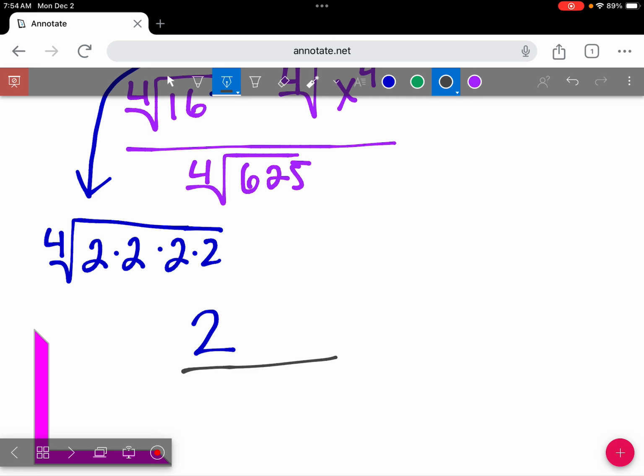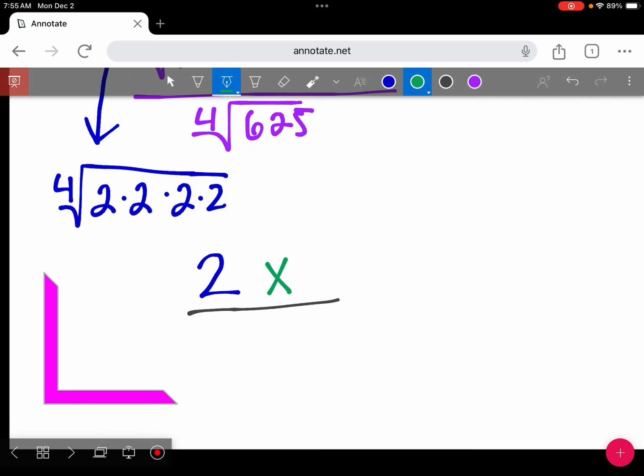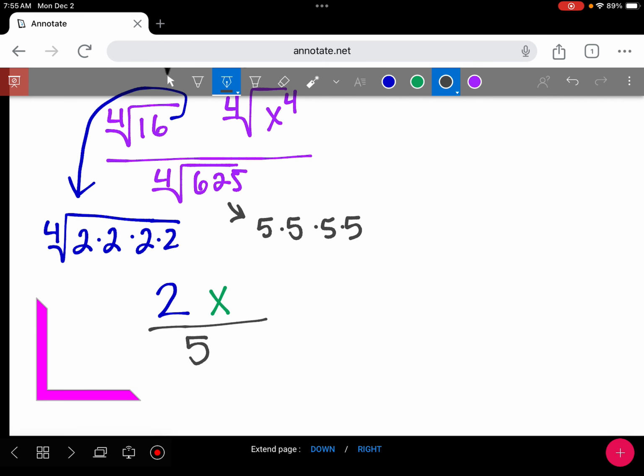How about the 4th root of x to the 4th? What does it say? It's x. That's 4 socks, making a set of socks for my cat. She needs 4 socks. She's got 4 legs. So we have 1 set of socks. How about for this ugly one in the denominator, the 4th root of 625? It's 5. This is the same thing as 5 times 5 times 5 times 5. So looking for a set of 4, we have 1 whole set.